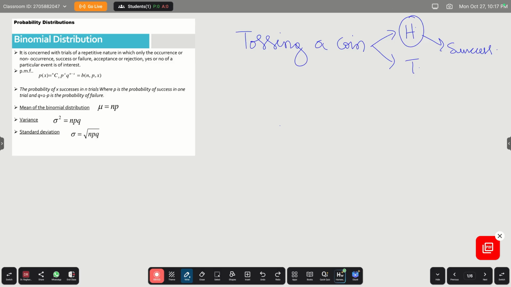Now what is the probability of my success? Definitely we all know it's 1 by 2 or 0.5, because when we toss a coin, the probability of getting head is 0.5.